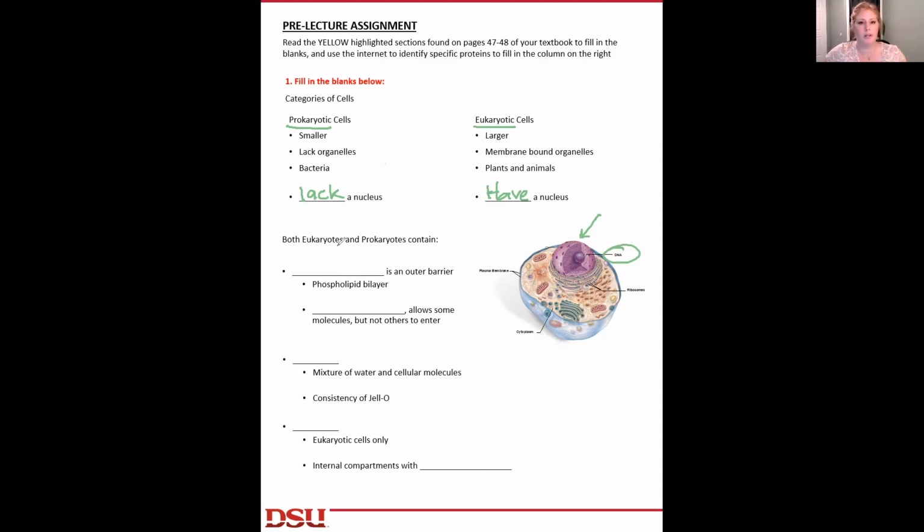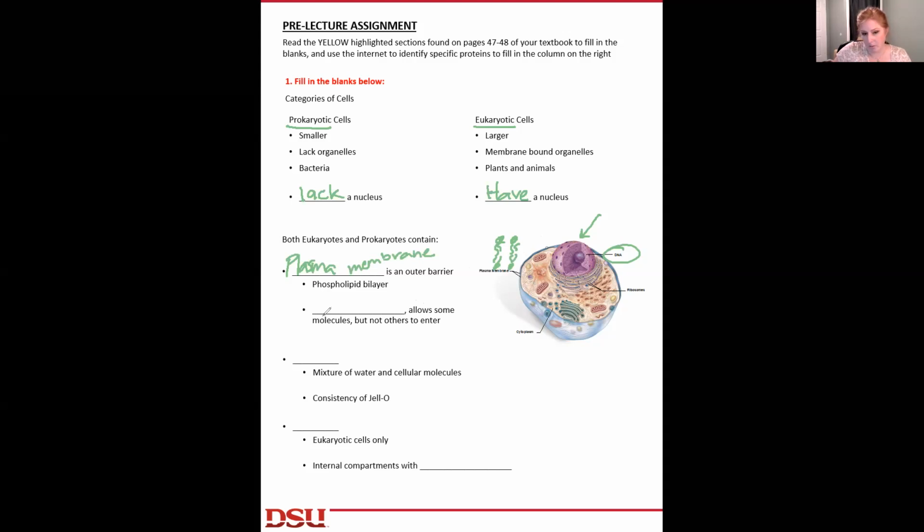However, there are some things that prokaryotic and eukaryotic cells all have in common, characteristics of cells in general. The first of those is the plasma membrane, which we talked about a little bit in a previous lecture. The plasma membrane is this outer barrier. Remember the phospholipid bilayer, with the phosphate heads and lipid tails? That's one of the things that all cells have in common.